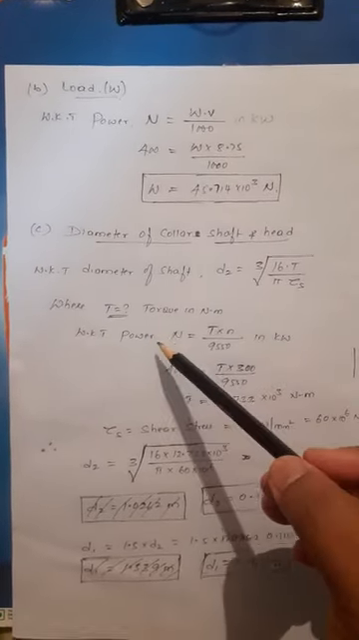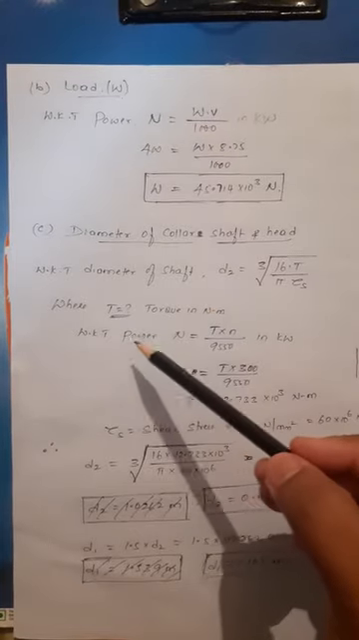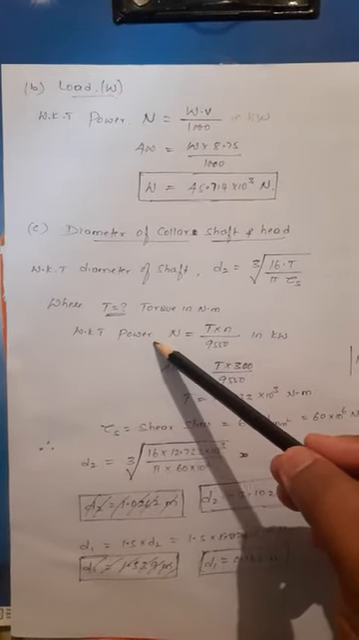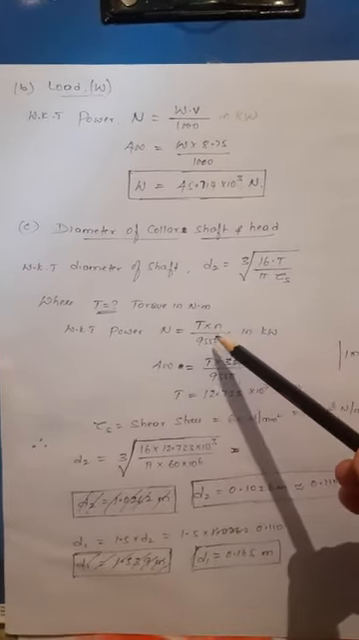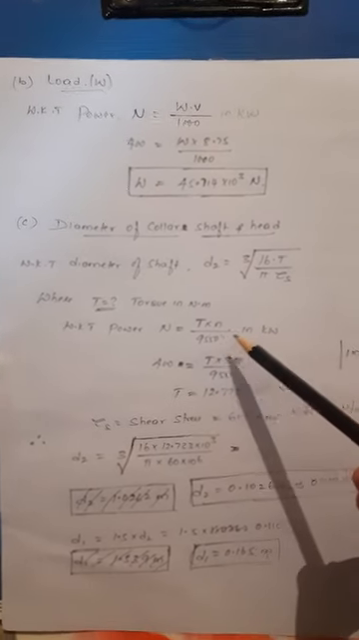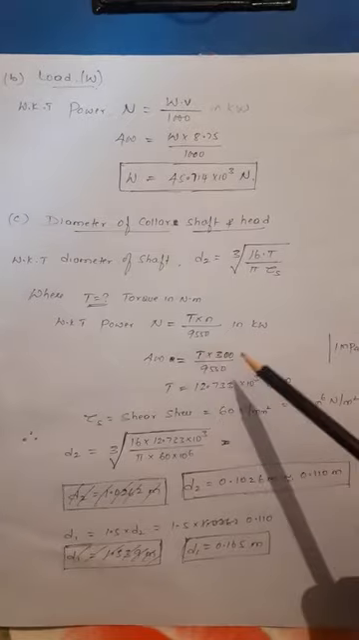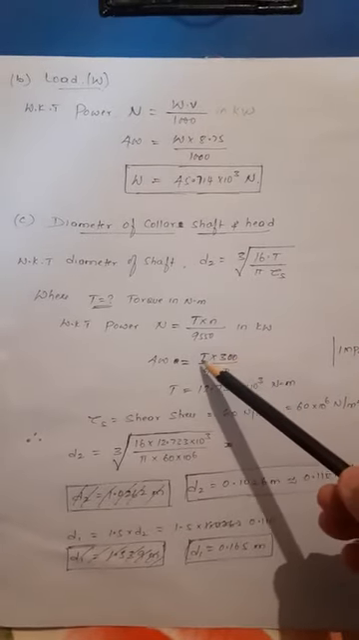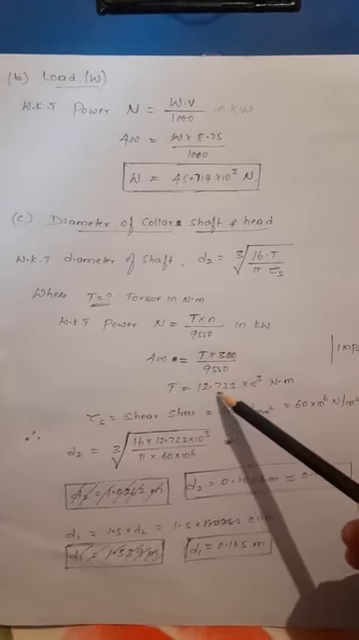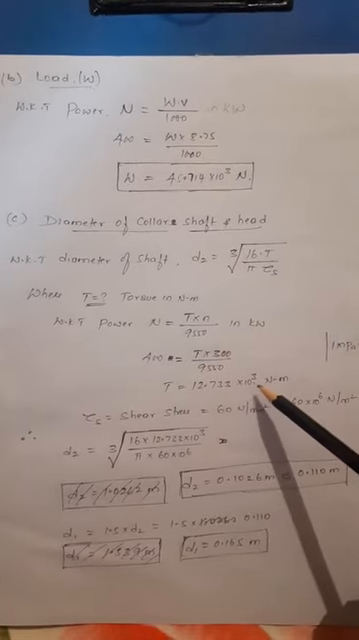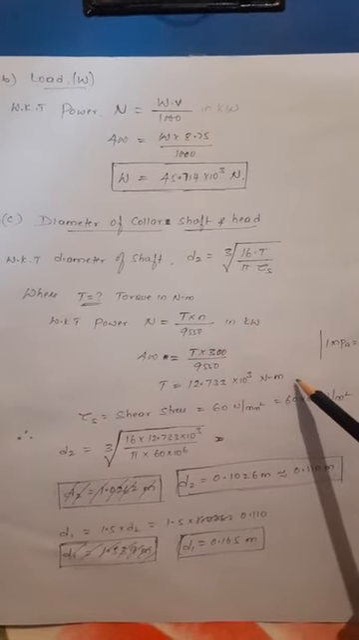T is the only unknown. Then tau s, assume it. Torque in Newton meter. Then power: how do you get torque? We know the power equation: N is equal to T into N divided by 9550 kilowatt. Now substitute N as 400, and T is unknown. Then we'll get T is equal to 12.733 into 10 to the power of 3 Newton meter.